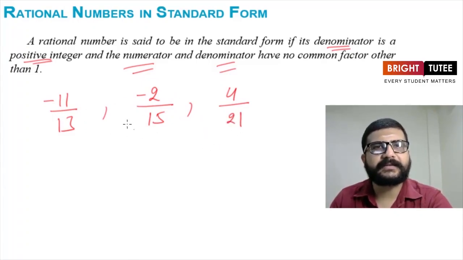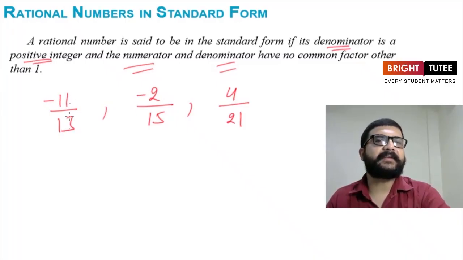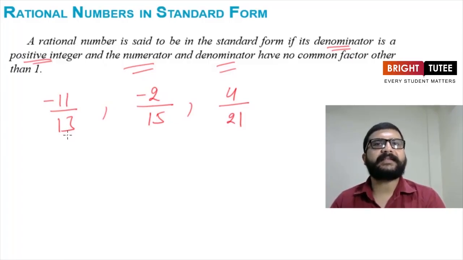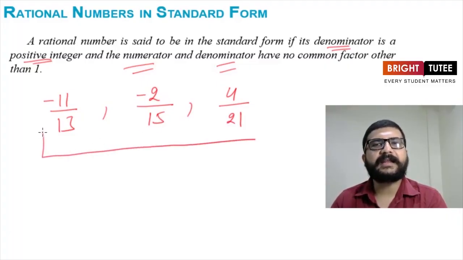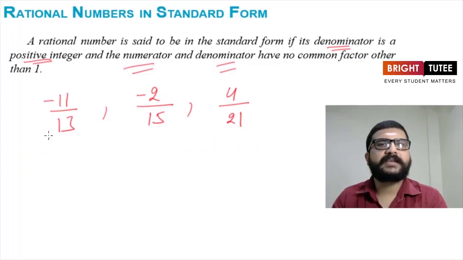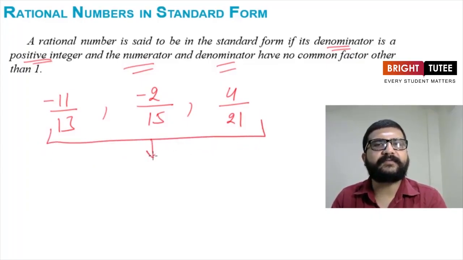Now try to observe these numbers. What about their denominators? Are they all positive integers? Yes, they are all positive integers. And what about common factors between numerator and denominator? See the first number: numerator is minus 11 and denominator is 13. There is only one common factor, and that is 1. Same is the case for minus 2 upon 15. There is only one common factor between 2 and 15. So here all the numbers are in standard form.